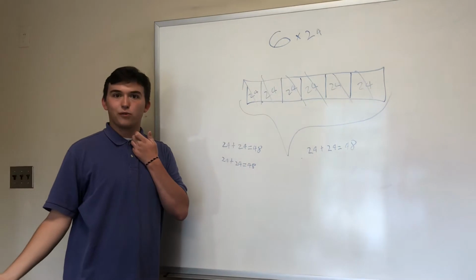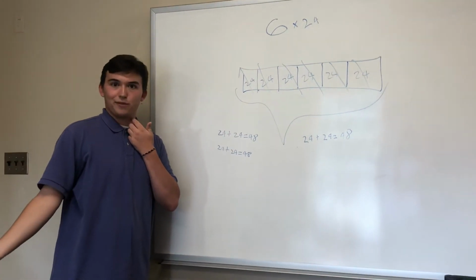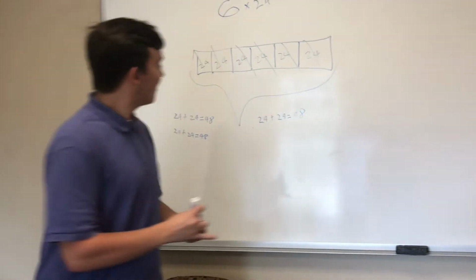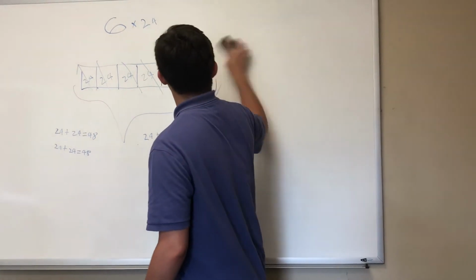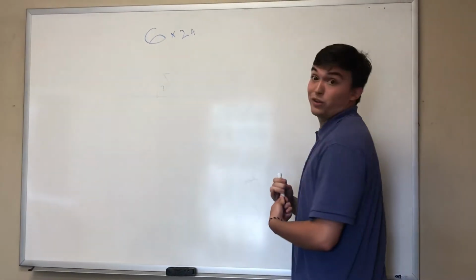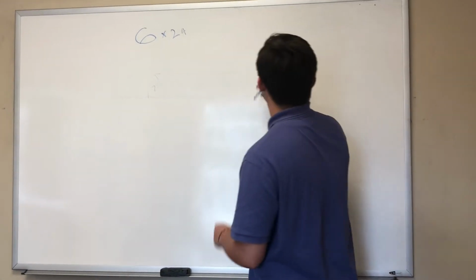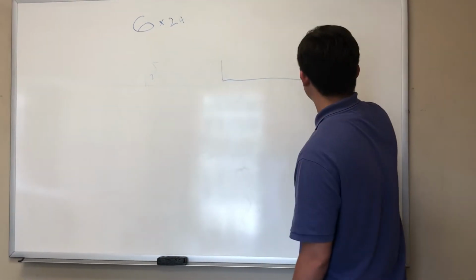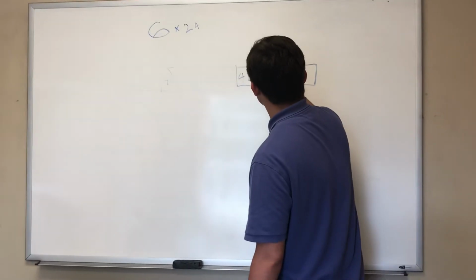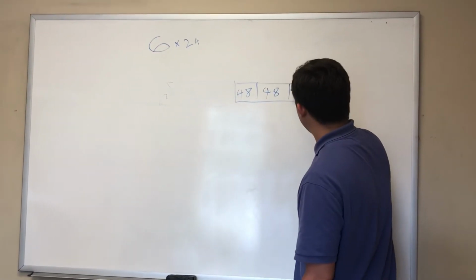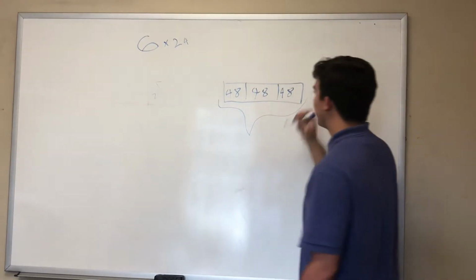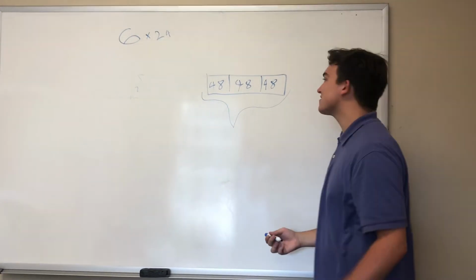Well, now we got 3 groups of 48. It's kind of like we're back from the start. But because of that, we just make it a whole other bar model. So, we used to have 6 groups of 24, but now we have 3 groups of 48. And this doesn't look too bad. I think we can all handle this.